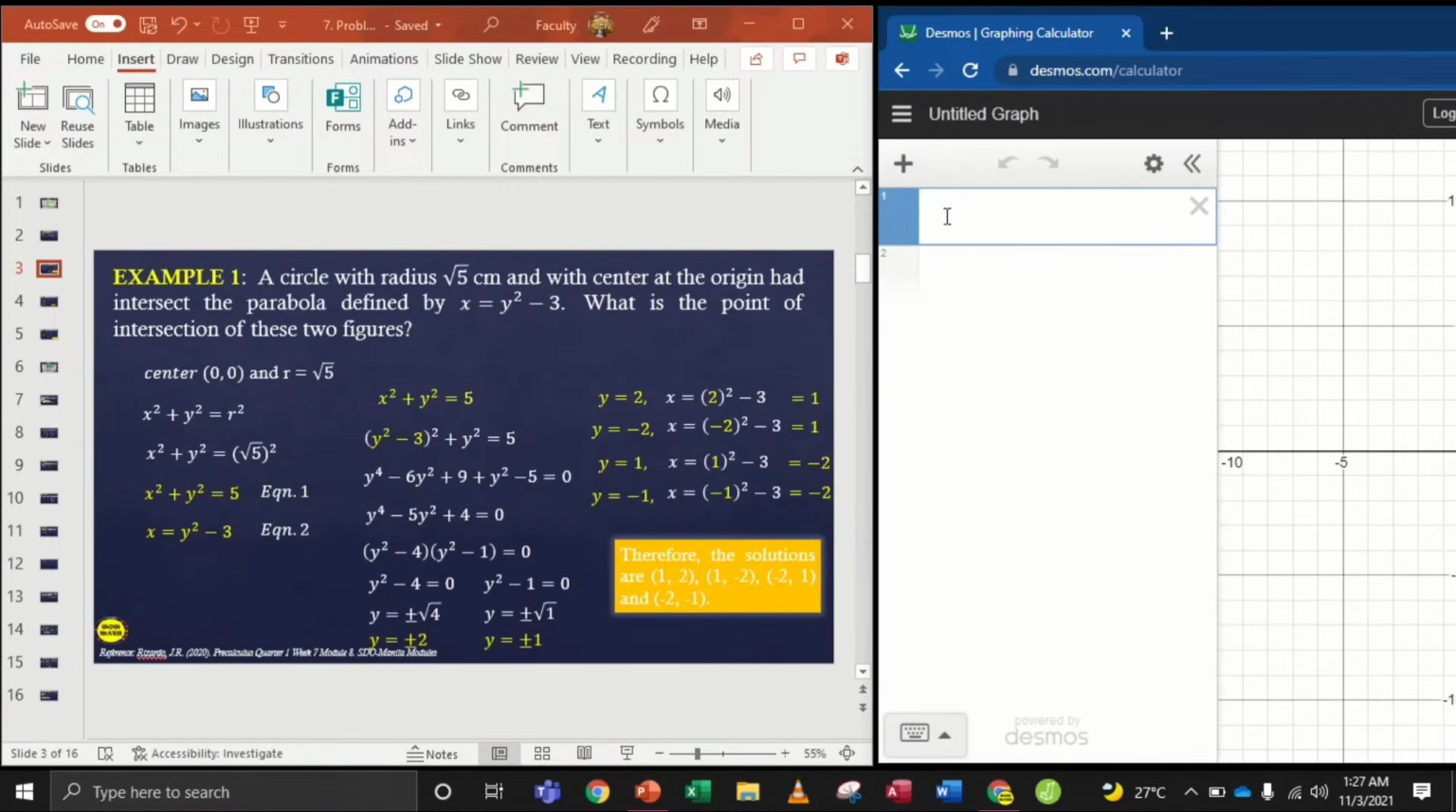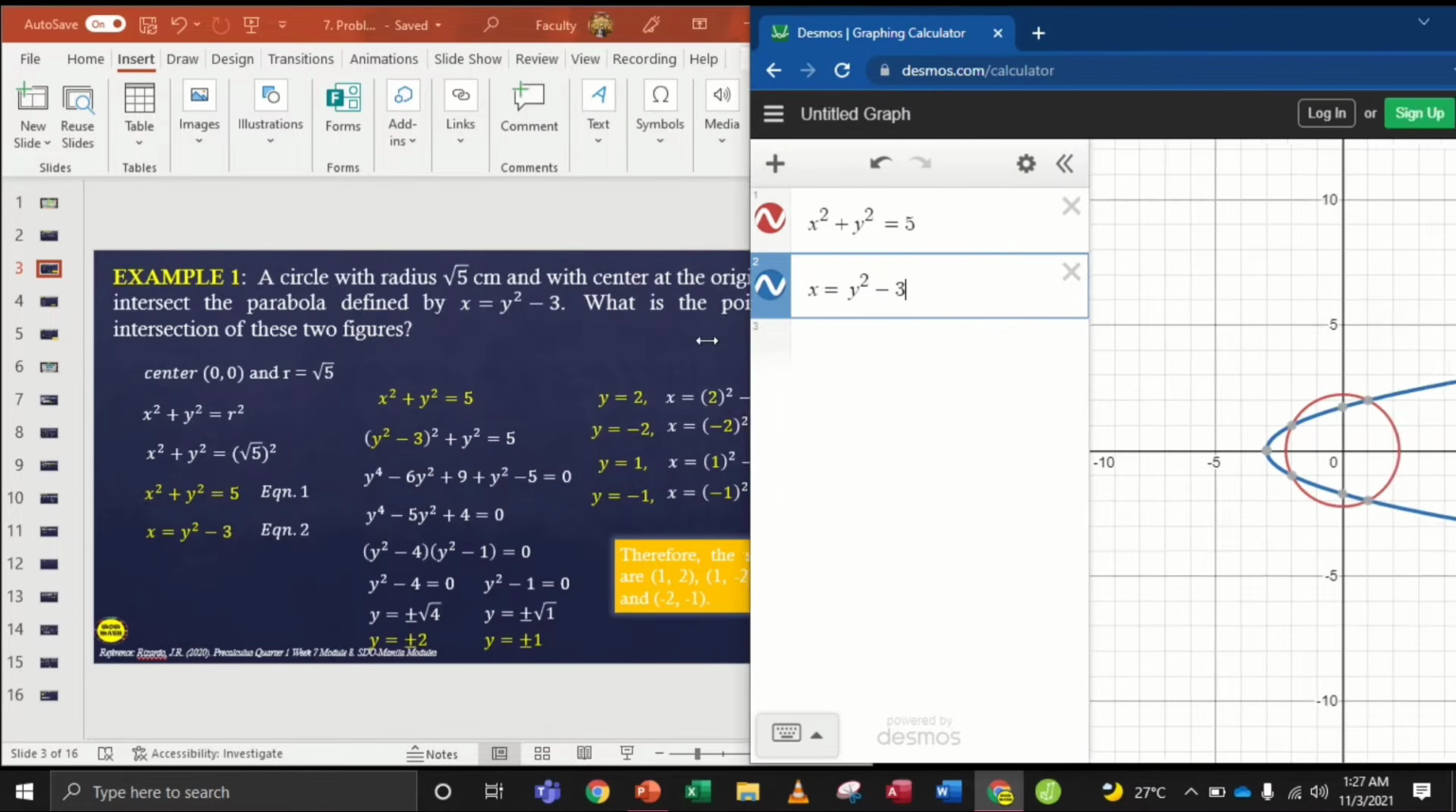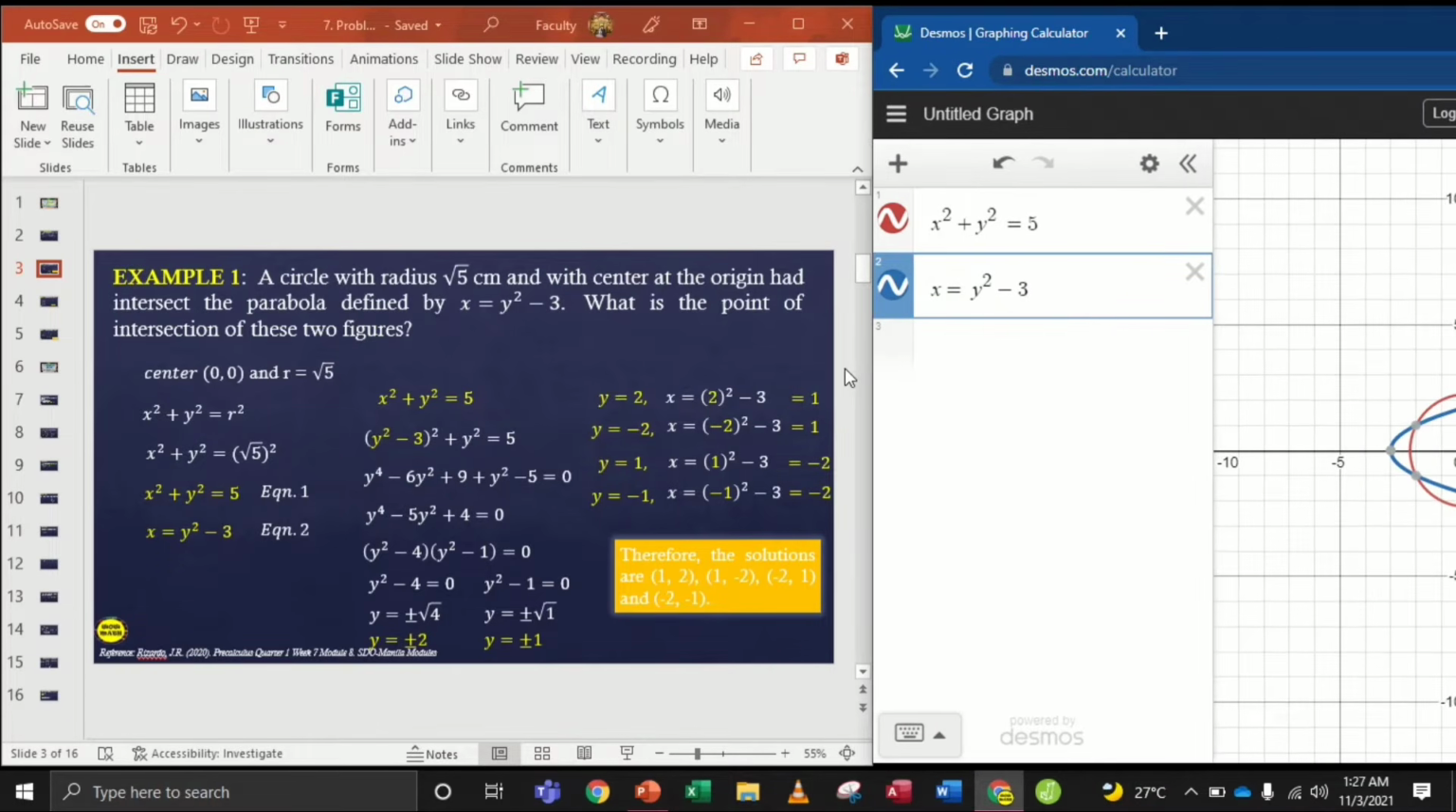So, ang gawin lang natin, i-encode natin yung dalawang equation natin, no? X squared plus y squared is equal to 5. And then yung pangalawang equation natin, x is equal to y squared minus 3. Okay, so tingnan natin yung mga intersection niya. So, dapat same yung makukuha natin.